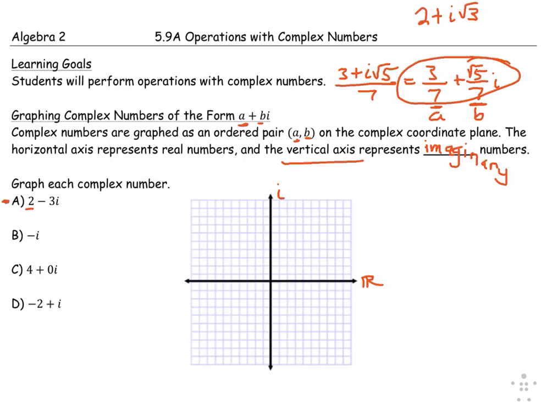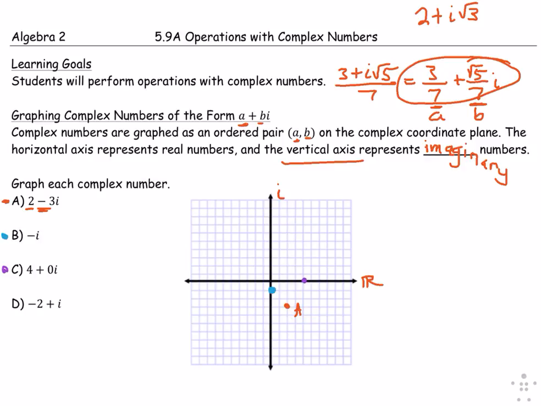Graphing each complex number, I first take the real part, go in that direction 2 to the right, and then the imaginary part, the i tells me that is going down 3. So I go right 2, down 3 for a being in the 4th quadrant on the complex coordinate plane. For negative i, I simply just go down 1. For 4 plus 0i, that's really just a 4, so I go to the right 4.